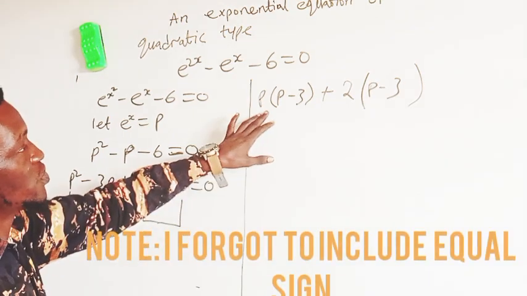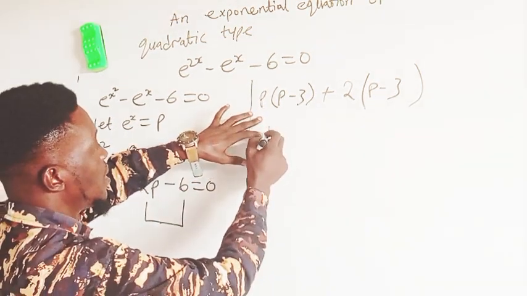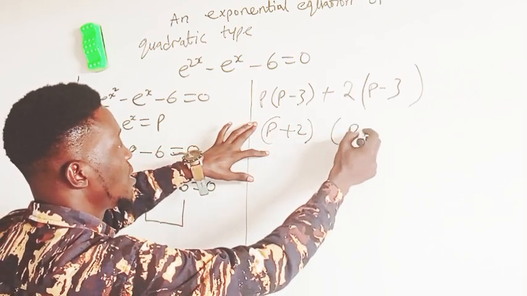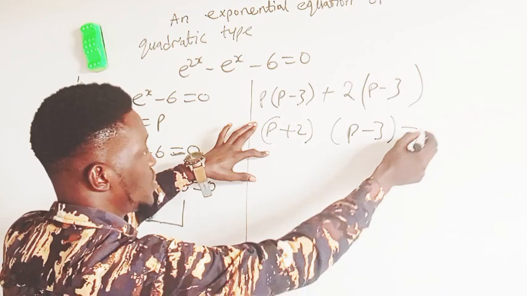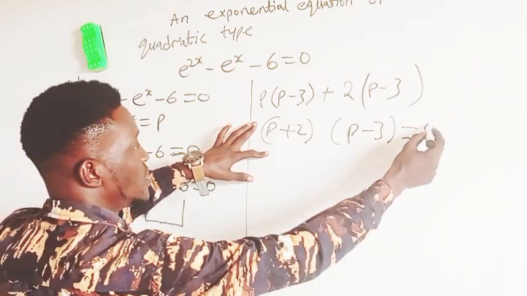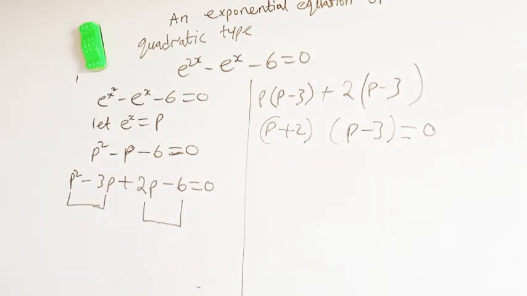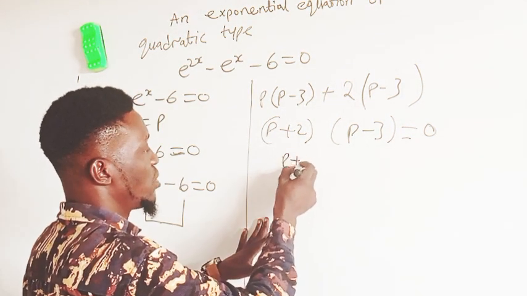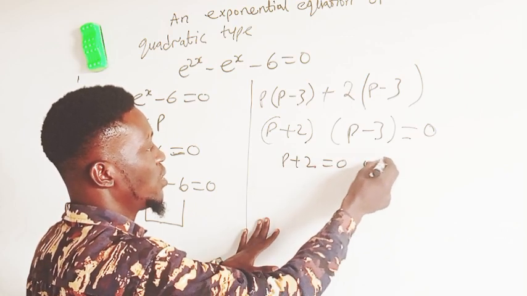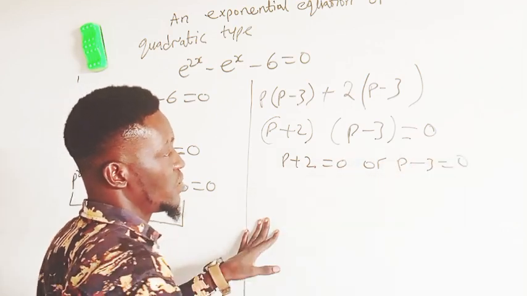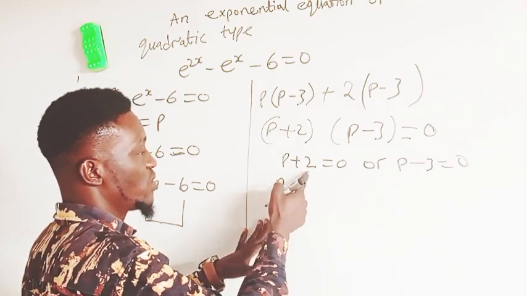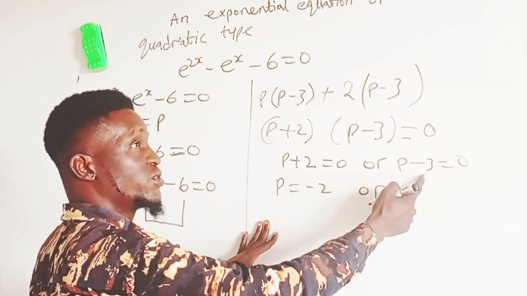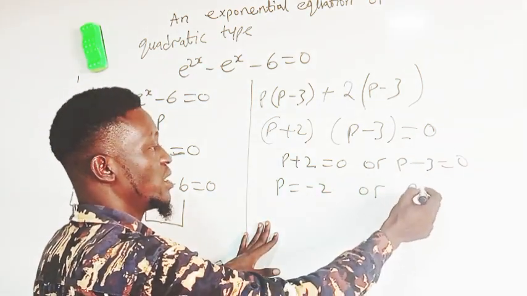So what you're going to do is collect, this can be written as p plus 2, and p minus 3, everything is equal to 0. So this is how to express it. Definitely, p plus 2 is equal to 0, or p minus 3 is equal to 0. So p plus 2 is equal to 0 means p is equal to minus 2, and p minus 3 is equal to 0 means p is equal to 3.